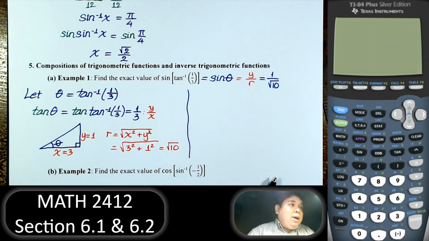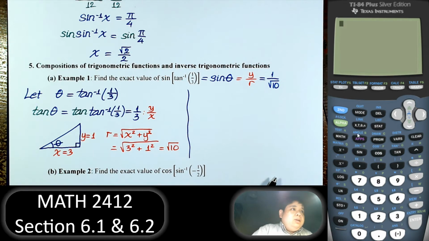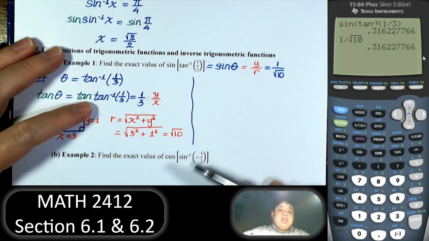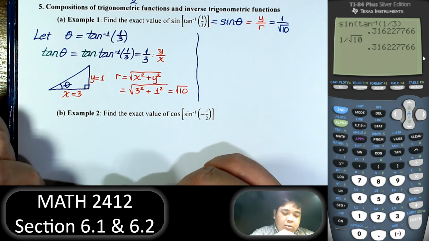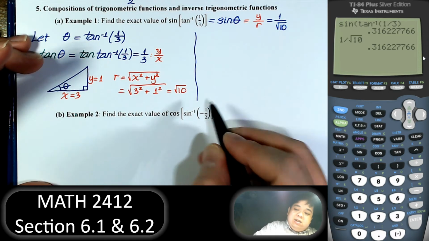Now, can the calculator do that? Since we have the function and inverse, let's keep this in radians. Sine of tangent inverse of 1/3. So we have that. How about 1 divided by square root of 10, sorry. See, that should be the same. But you should be able to do this by hand though. We have a lot of examples here. First, we let theta be the angle inside.